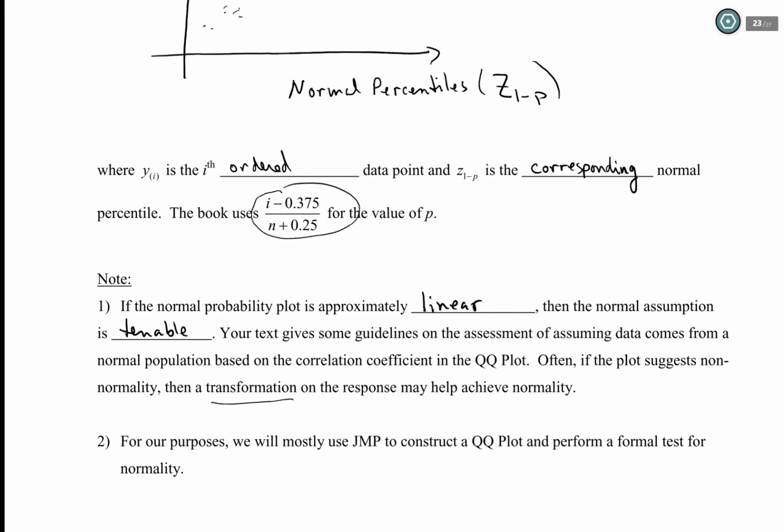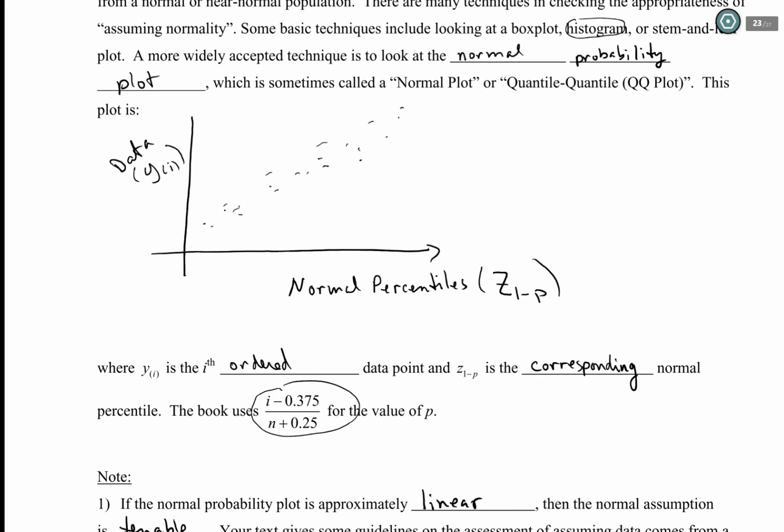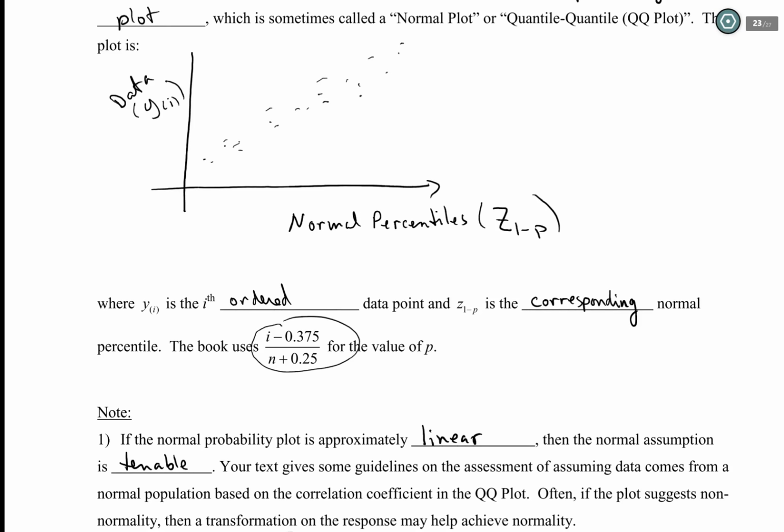Now, generally the eyeball test is used on the QQ plot to check for normality. JMP has a region you can check to see if there's a lot of data outside that region, which might be cause for concern of lack of normality.